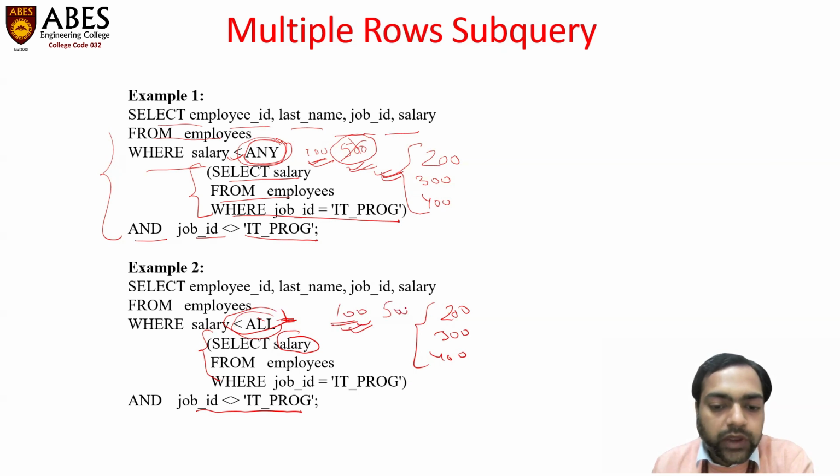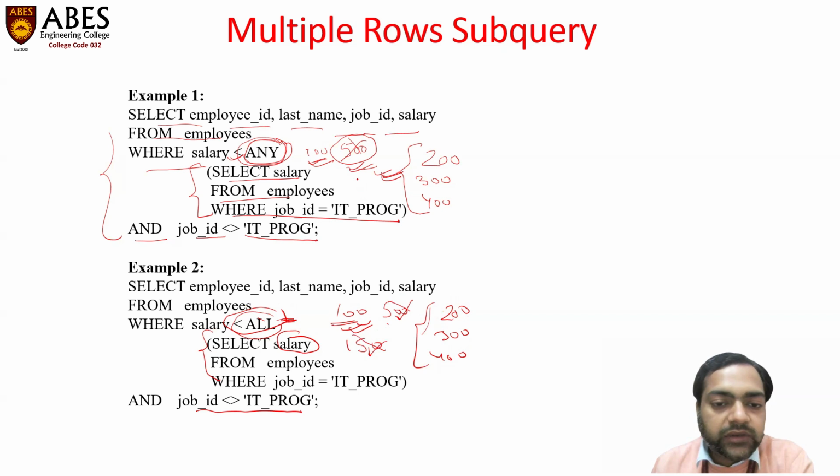If we talk about 500, is 500 less than all of these values? No, it will not be accepted. If I take 150 here, will it be accepted or not? Salary is less than all. Is 150 less than all of these values? No, so it will not be accepted.